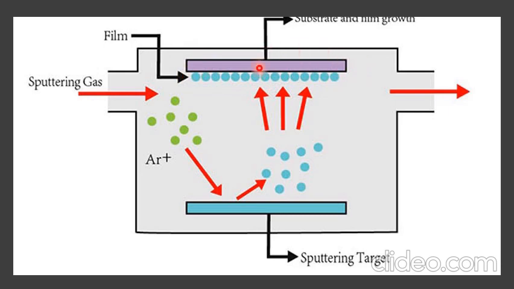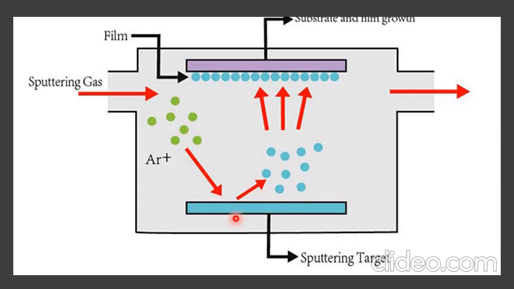When a high potential is applied across the cathode and anode, the potential is around thousands of kilo electron volts. This potential across the cathode and anode will result in the ionization of the inert gas. In the schematic, I have presented that this inert gas is argon. When this argon is ionized, the positively charged argon has a huge mass. These positively charged argon ions have higher energy due to the potential applied across the cathode and anode.